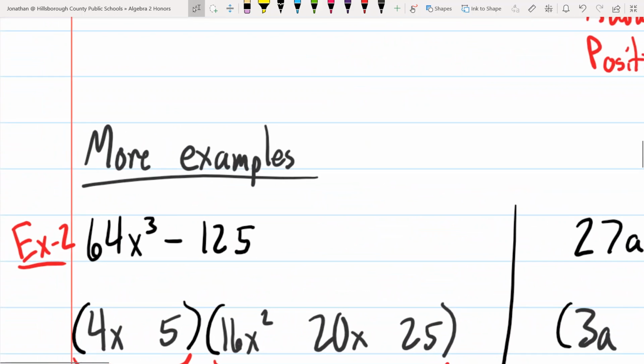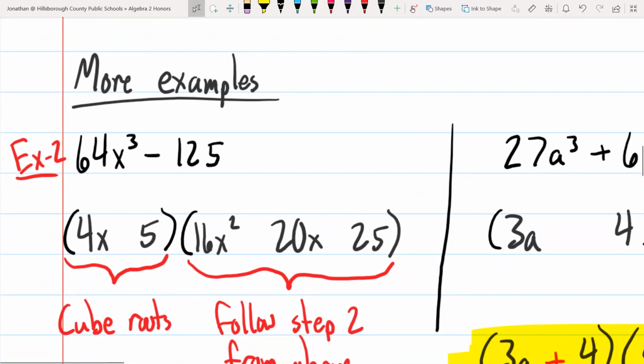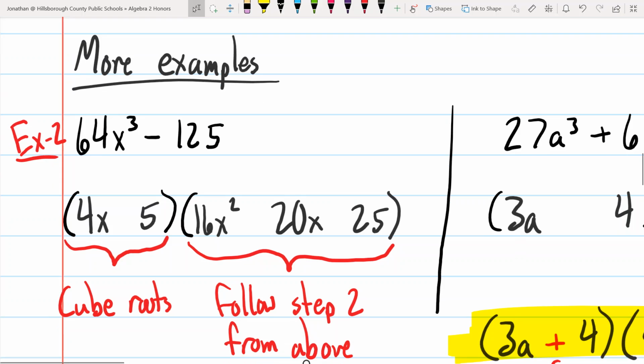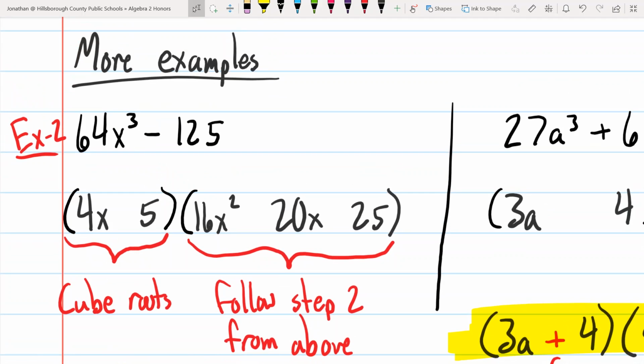All right, let me focus on this one first. 64x to the third minus 125. 125 might pop out to you. 5 times 5 times 5. 4 times 4 times 4 gets 64. So again, step 1. Take the cube root of both terms. So that's how I got my 4x and my 5. I did not put the symbols in yet because I really want to show y'all we're just dealing with the pure numbers at first. So this one goes here, this one goes here, cube roots.